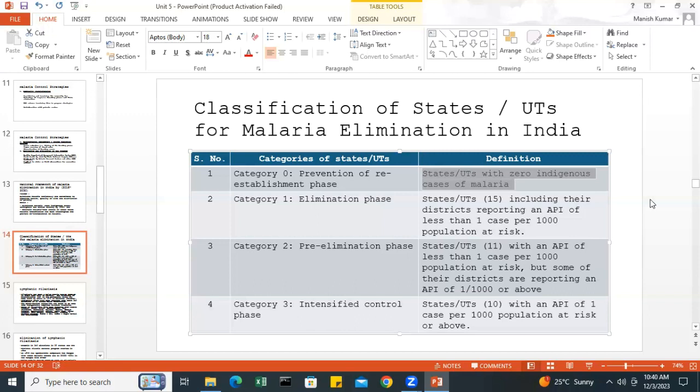So this is category 1. Category 2 is, what is API? It's called annual parasite index. Yes, very good. So this is API. I was expecting someone should ask, because there might be people who are not in the government system and they don't know that. So can you help me in defining API?